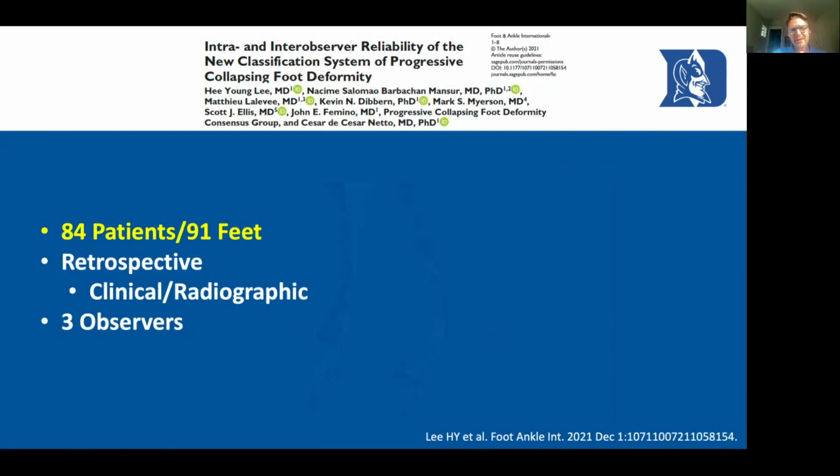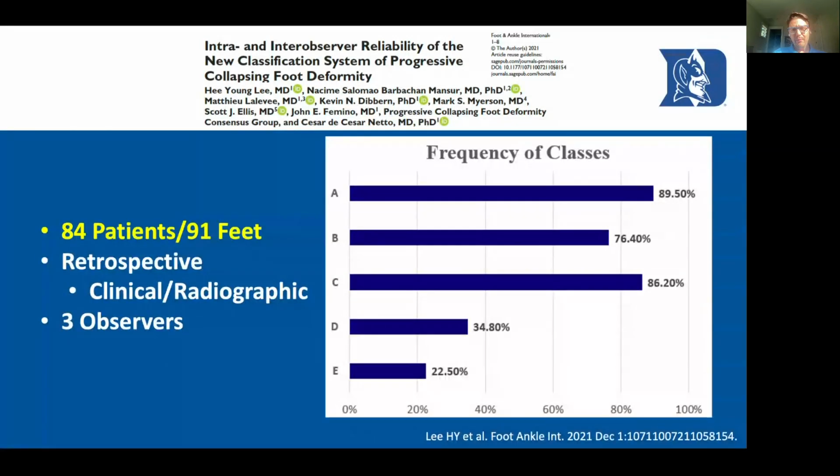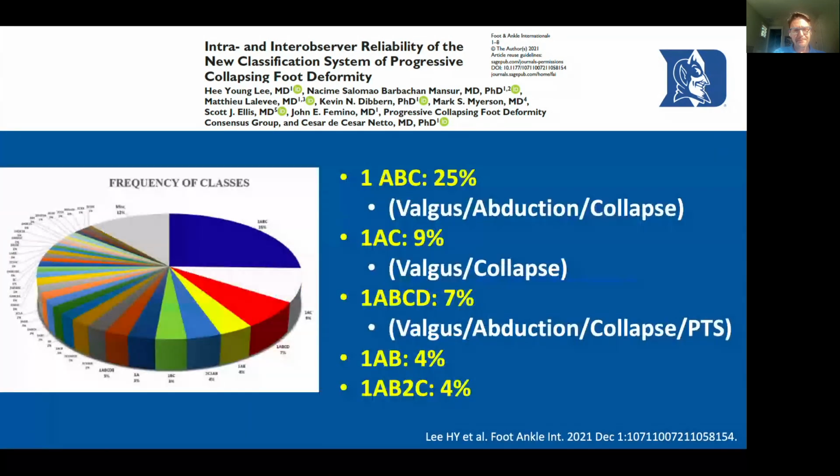We did look into the reliability of the classification, intra and inter observer reliability. We published this in Foot and Ankle International a couple of years ago, and we described the frequency of the classes. So class A most frequent, followed by class C, that would be the collapse. Class B would be the third one, 76% of abduction. Class D, less frequent, also because people are not very used to looking into that kind of deformity. And class E, as expected, the ankle deformity less common.